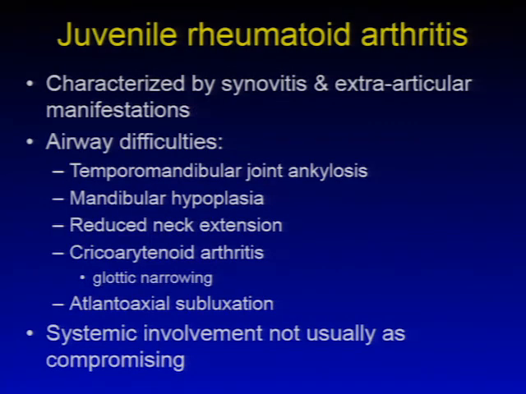Juvenile rheumatoid arthritis is characterized by synovitis and extraarticular manifestations. Airway difficulties include temporomandibular joint ankylosis, mandibular hypoplasia, reduced neck extension, cricoarytenoid arthritis, and glottic narrowing. There is also atlantoaxial subluxation. Systemic involvement is not usually as compromising.